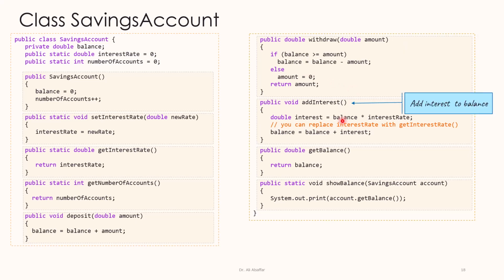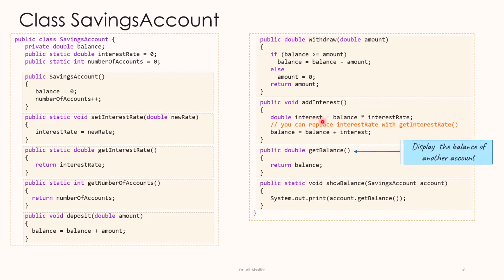Now for adding an interest, as we mentioned, we multiply balance by the interest rate. Balance is non-static, interest rate is static, and the result, which is interest, is added to balance. And since we are referencing a non-static variable, we cannot define this method as static. It should be defined as non-static. To get the balance of the account, balance is non-static, so we need to define this method as non-static as well.